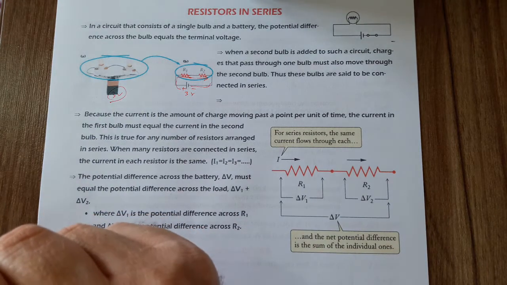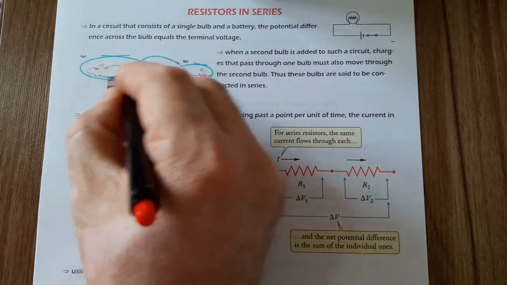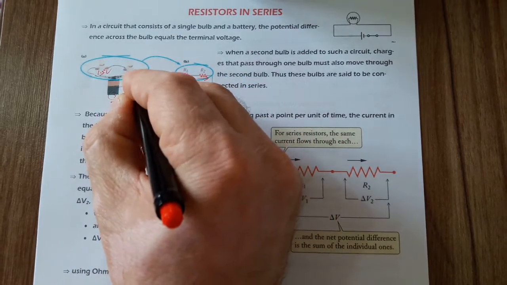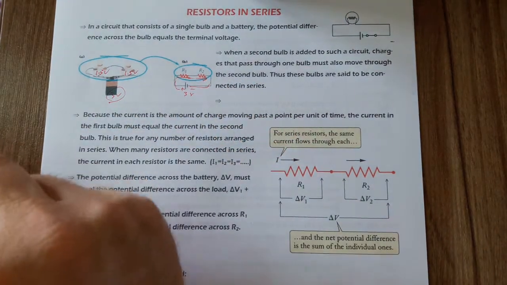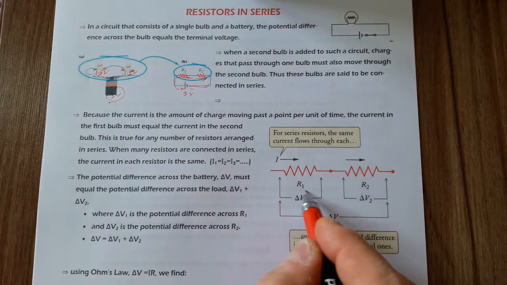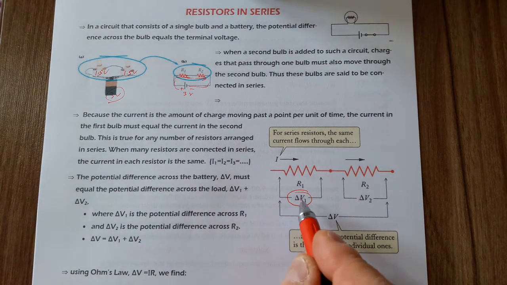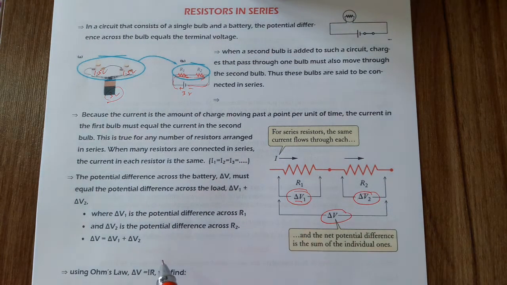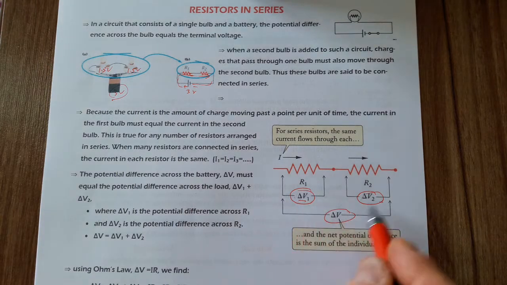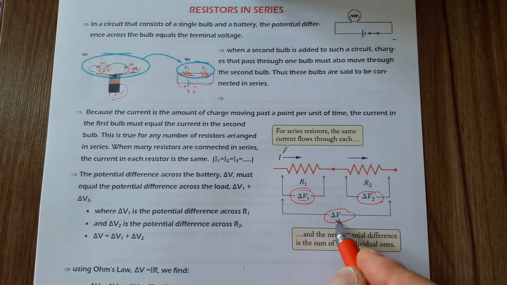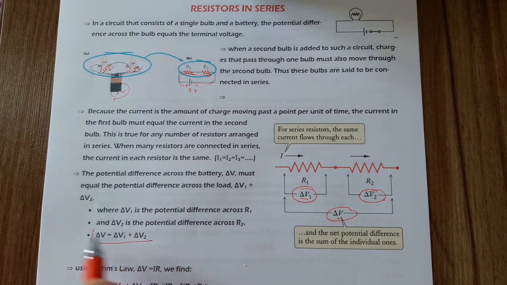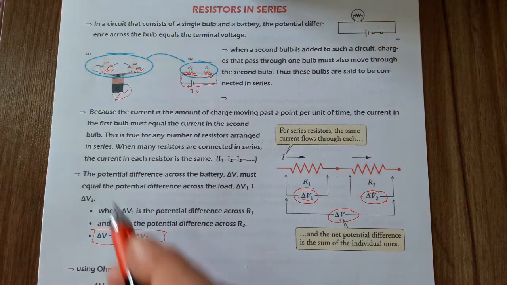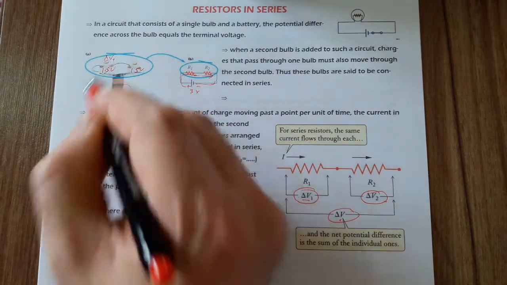But if this battery is 3 volt, these bulbs share this potential difference. Assume they are identical bulbs. If the battery is 3 volt, these bulbs share the electric potential difference, 1.5 volt here, 1.5 volt there. So we can say that the electric potential difference across series connected resistors, one of them is delta V1, the other one is delta V2, and delta V is the battery's electric potential.